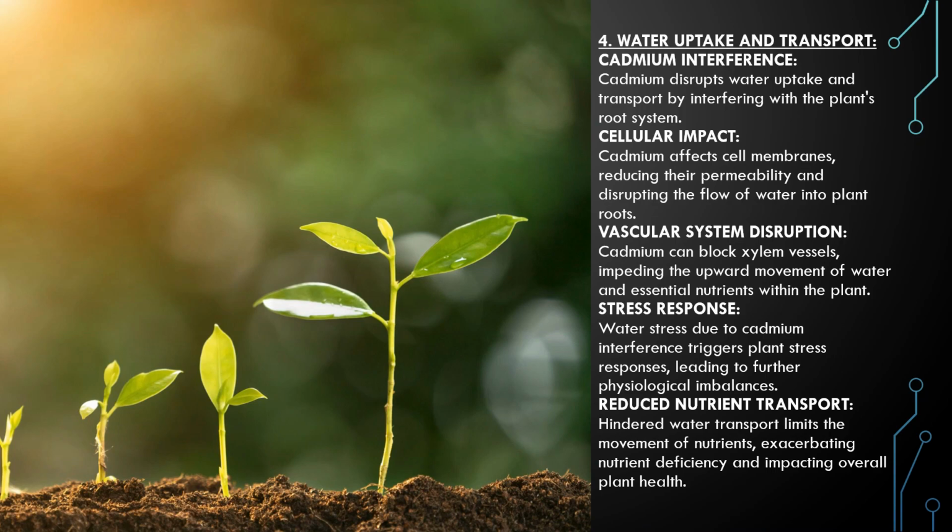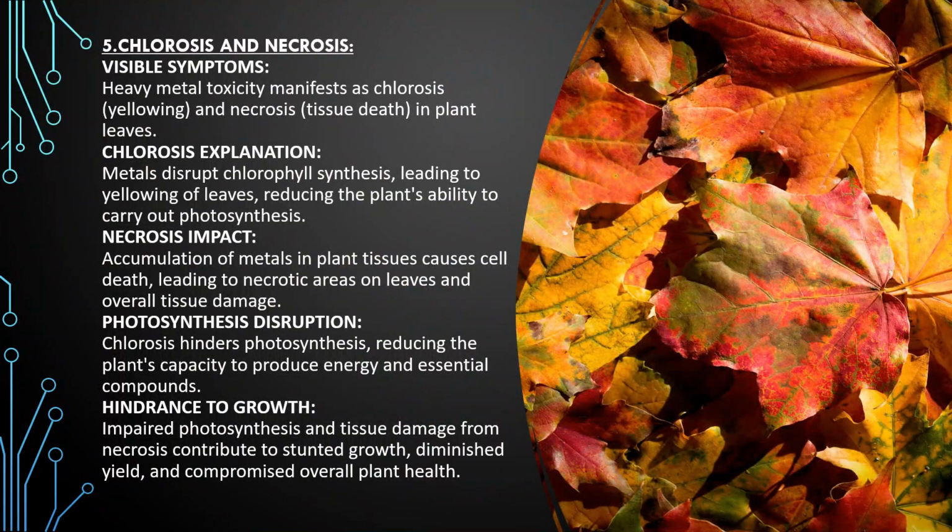Stress response. Water stress due to cadmium interference triggers plant stress responses, leading to further physiological imbalances. Reduced nutrient transport. Hindered water transport limits the movement of nutrients, exacerbating nutrient deficiency and impacting overall plant health. 5. Chlorosis and necrosis. Visible symptoms. Heavy metal toxicity manifests as chlorosis, yellowing, and necrosis, tissue death, in plant leaves.